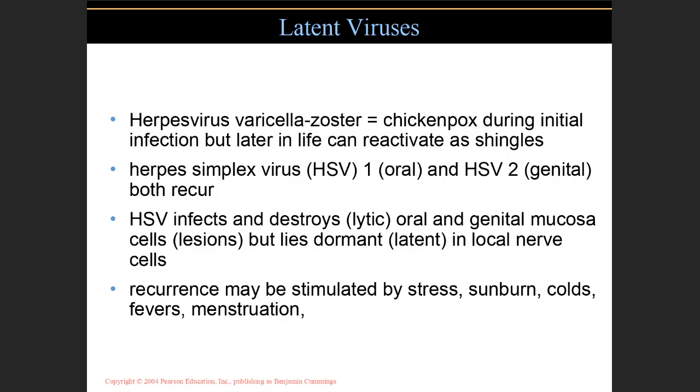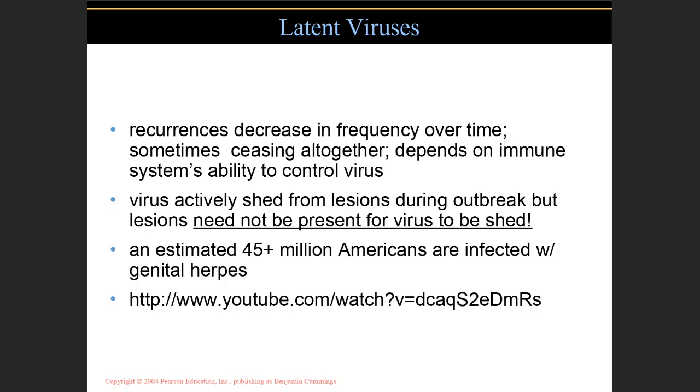When it comes to something like oral herpes, cold sores, and fever blisters, stress can cause an outbreak. Sunburn on your lips can cause an outbreak. Colds, fevers, so any kind of immune stress can cause an outbreak. Menstruation can cause an outbreak of genital herpes. So basically, stresses to your body can lead to outbreaks of these herpes viruses. The problem, especially with genital herpes, is that you need not have a blister to be shedding the virus. So you can be shedding the virus and have no other symptoms.